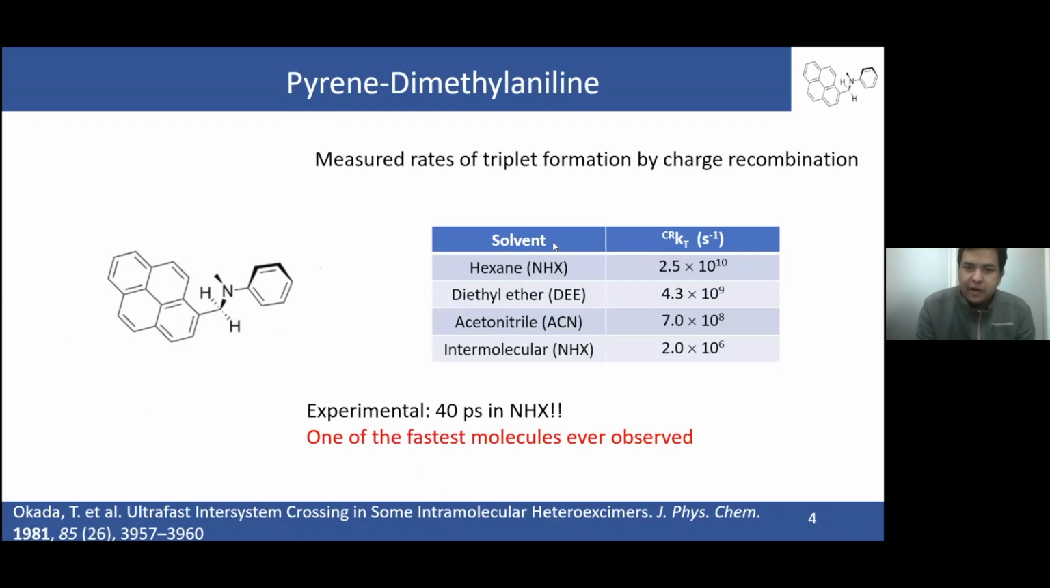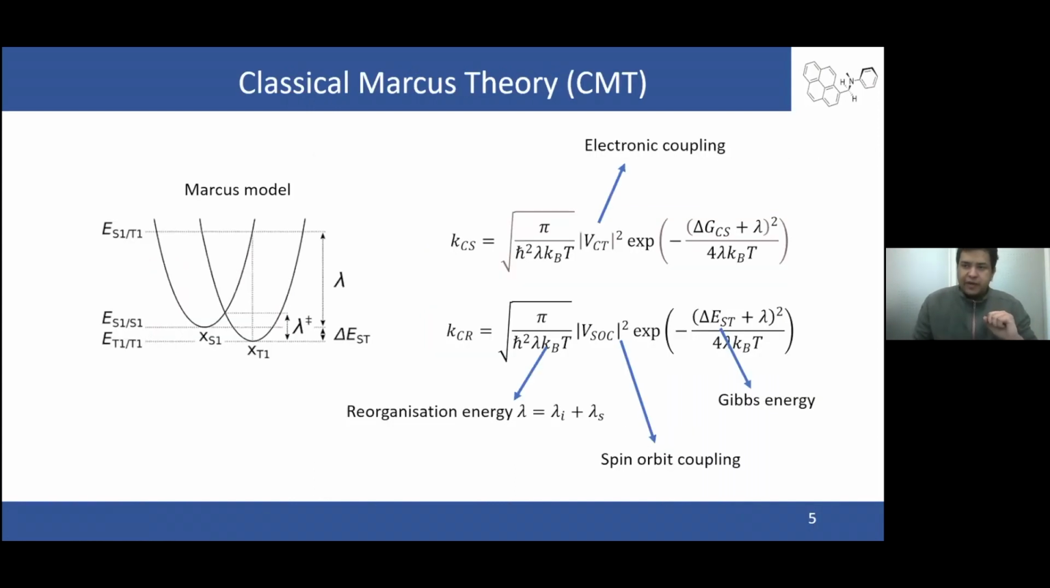Here, for example, we have some measured rates of triplet charge recombination in different solvents. We observe that this is one of the molecules in which charge recombination can occur very rapidly in n-hexane, that's within 40 picoseconds. What we also observe is that this rate substantially depends on the solvent which is being used. We would like to quantitatively understand this behavior and use it to determine the optimal conditions for charge separation and triplet charge recombination. To clarify this behavior, we make use of the classical Marcus theory.